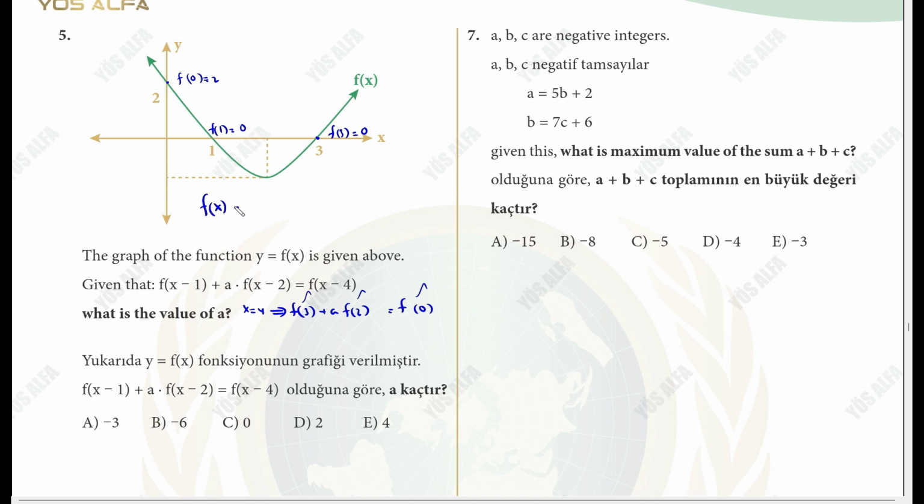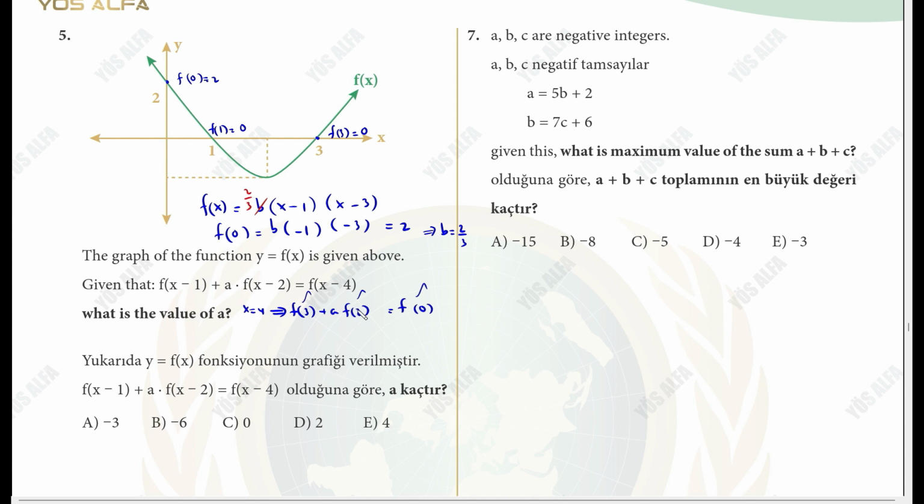So f of x is equal to x minus the first x-intercept, which is 1, and then x minus another x-intercept, times a constant b. So that's the equation of the parabola. So how do we find b? We can find b from this point. f of 0 is equal to b times minus 1 times minus 3, and it is equal to 2. So from here, b is 2 over 3. So our equation for the parabola is complete now.